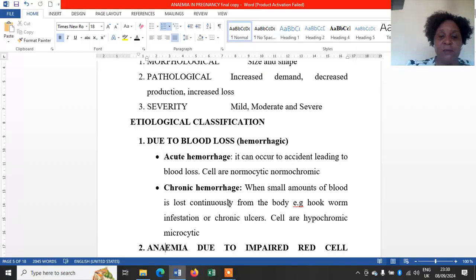It can be either acute hemorrhage or chronic hemorrhage. And on microscope, these cells will look different. For acute hemorrhage, we shall have very normal cells with a very normal color, but in chronic hemorrhage, the cells will be light and they will be small.